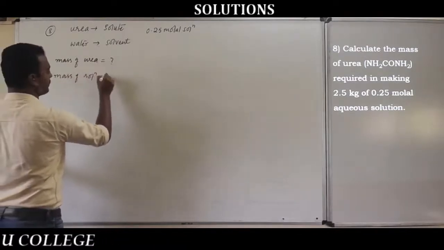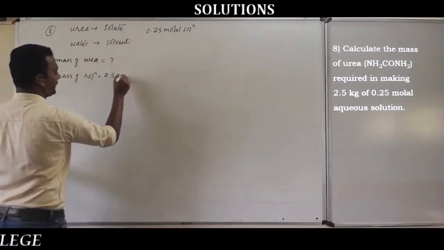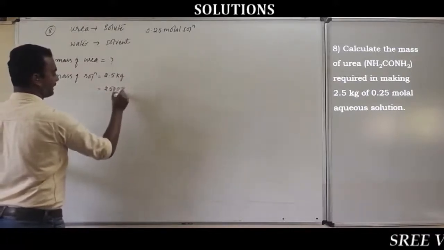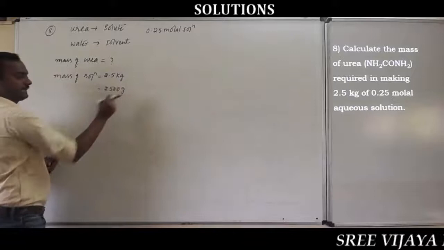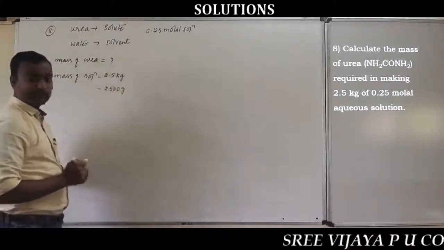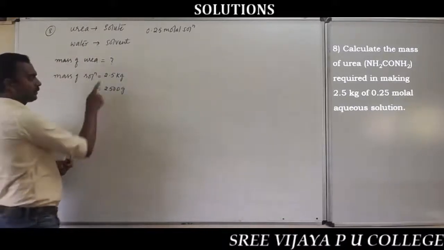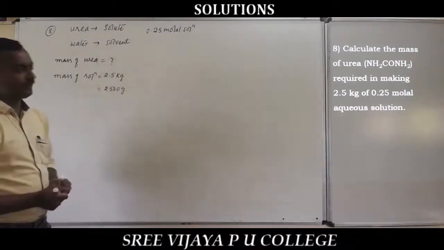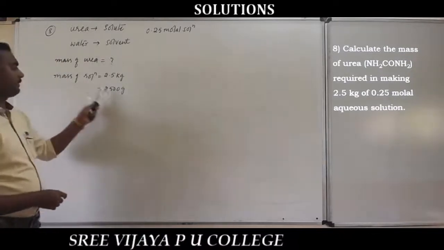So the mass of solution is equal to 2.5 kg. That is equal to 2500 grams. To go from kg to grams, multiply by 10 power 3, which is nothing but 1000. 2.5 into 1000 is 2500 grams. That is the mass of solution.